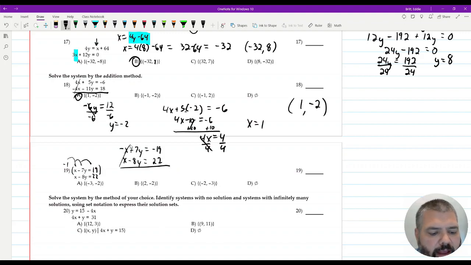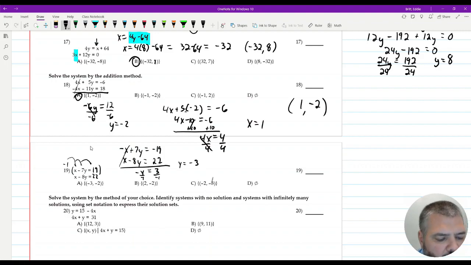My x's cancel out, and I'm left with negative 1y equals 3. I'm sorry, not 23, 3. I'm going to divide both sides by negative 1, and I get y equals negative 3. There's only one answer down here where y equals negative 3. You can see this one right here. But let's make sure we get a negative 2 when we plug it back in.